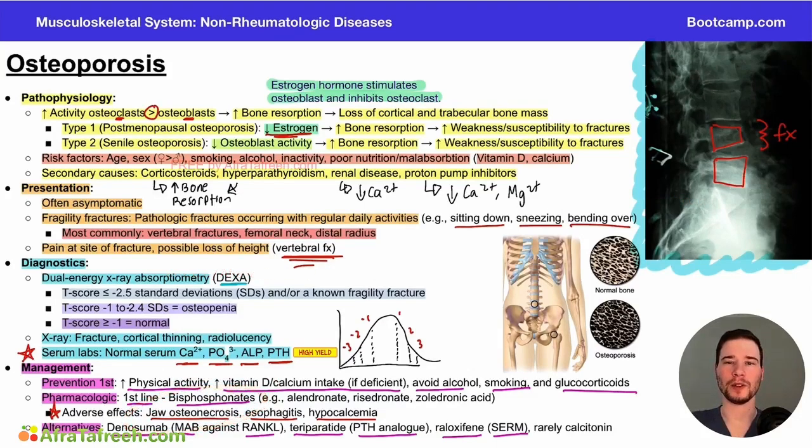All right, so just a quick summary for this video. Lots of stuff going on here, but osteoporosis is dealing with bone that becomes porous over time. It becomes weakened. Why does it become weakened? Because we have increased activity of osteoclasts relative to osteoblasts, increase in bone reabsorption, and losing our bone mass overall.